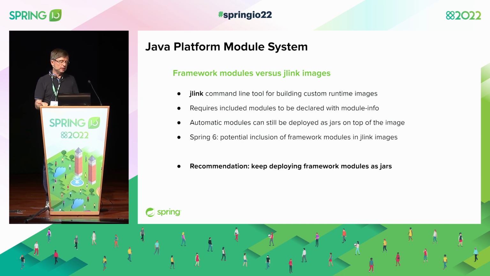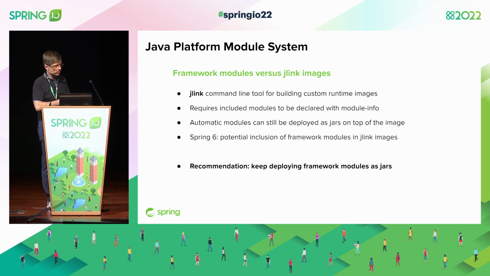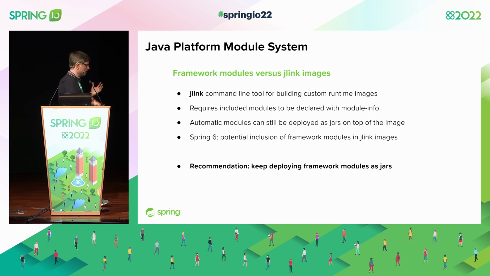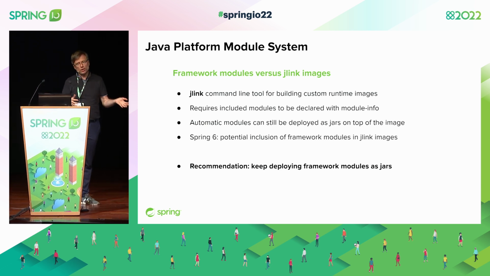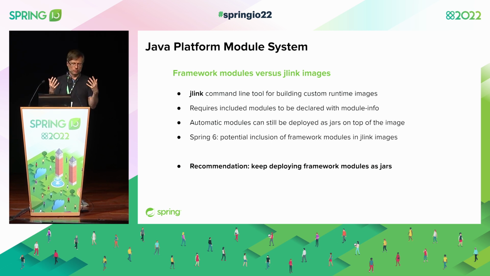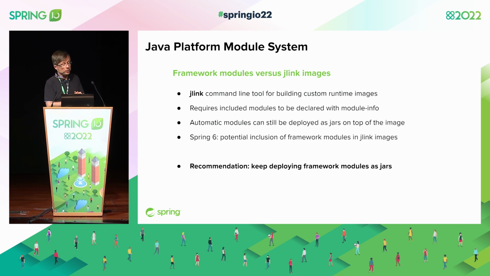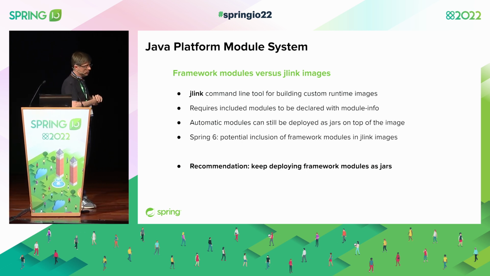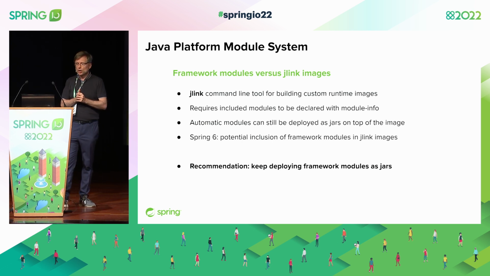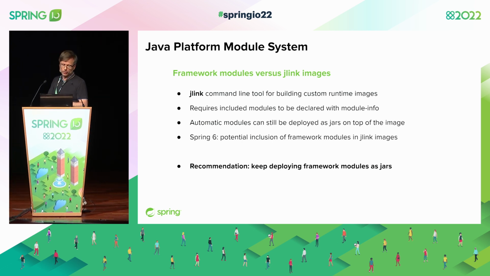At the moment, we're not really participating in such an arrangement. Automatic modules can't be considered by JLink. Those are modules just with a module name. So basically what we ship now, Spring 5, has automatic modules. In Spring 6, with the inclusion of module-info as proposed, we would be able to participate in JLink images.